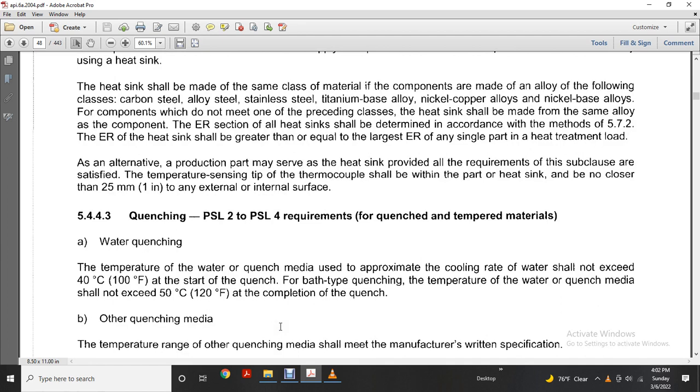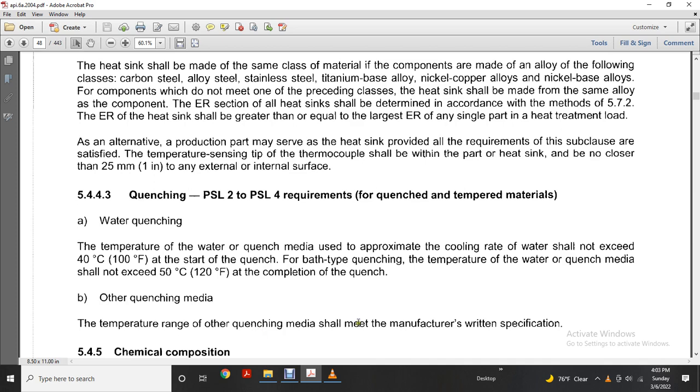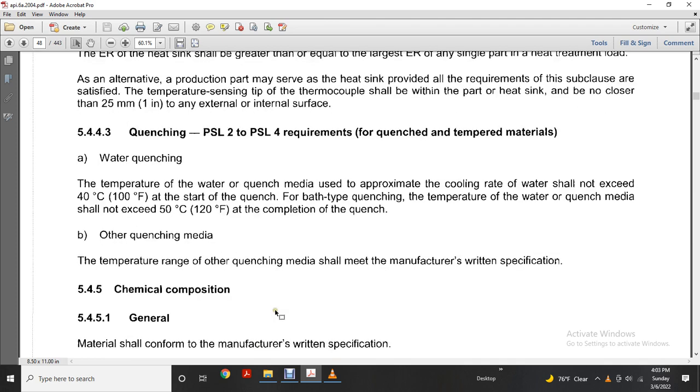Quenching practice for products over level 2 to 4 requirement: the quench and temper material of the water quenching. The temperature of the water and quench material, with approximately cooling water, should not exceed 100 degrees Fahrenheit at the start of the quench. At the time of quenching, the temperature of the water quench medium should not exceed 120 degrees Fahrenheit. At completion of the quench, the temperature rating of the quenching media shall meet the qualified manufacturer's written specification.